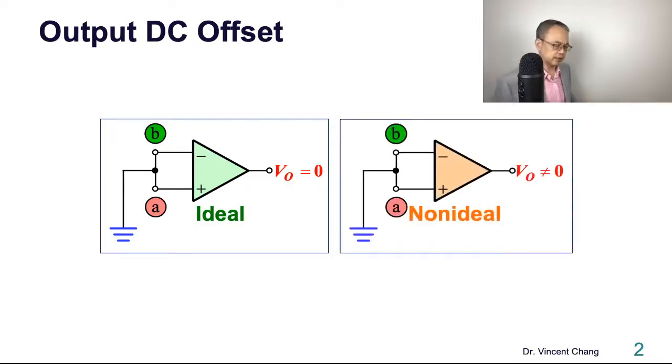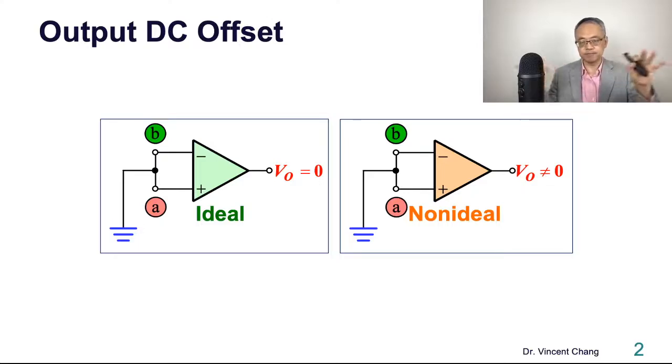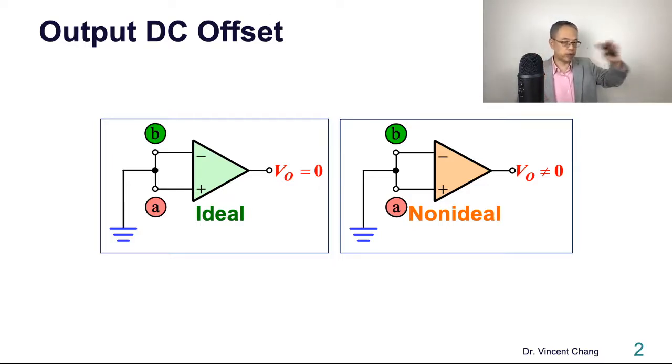But in reality, for a real, non-ideal operational amplifier, the output won't be zero. So this kind of non-zero output voltage is called the output DC. Okay, this is the DC problem. So I'm not talking about AC. This is the time-independent problem. This is the DC problem.